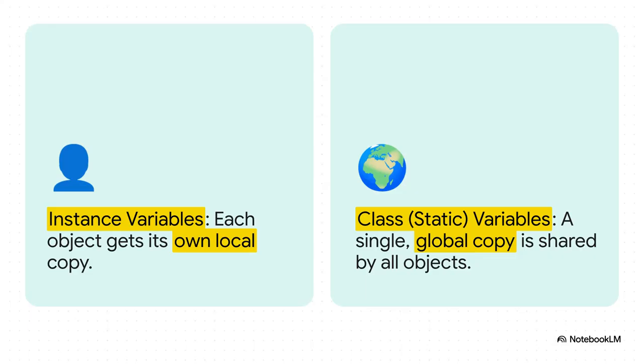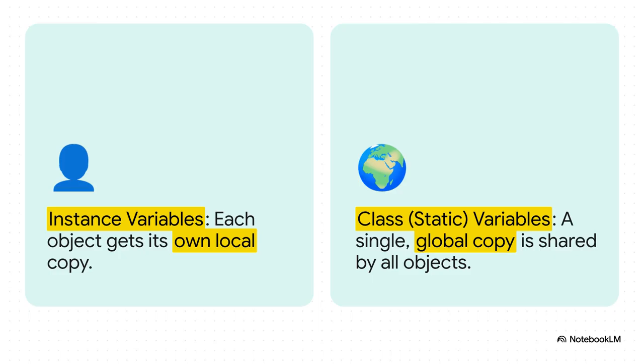Okay, listen up, because this right here is a guaranteed exam question. You've got two main types of variables to worry about at the class level. Think of instance variables as personal, private property. Every single object you create from a class gets its very own unique copy. What one object does to its copy has zero effect on any other.